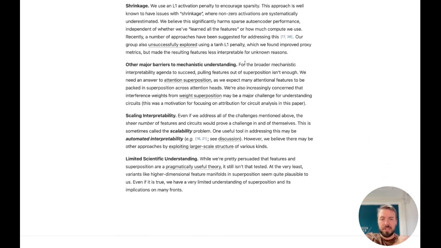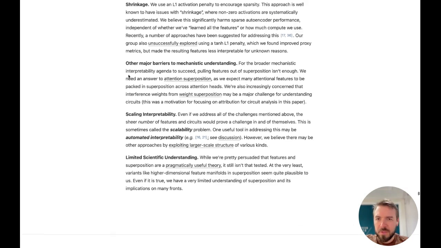Other major barriers to mechanistic understanding. For the broader mechanistic interpretability agenda to succeed, pulling features out of superposition isn't enough. We need to answer attention superposition, as we expect many attentional features to be packed in superposition across attention heads. We're also increasingly concerned that interference weights from weight superposition may be a major challenge to understanding. So, no idea what this means at the moment.